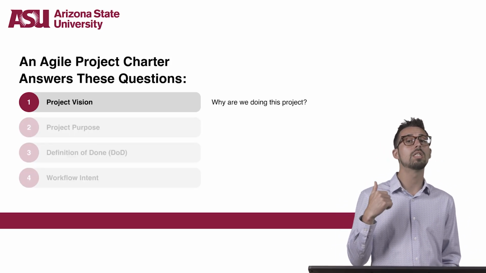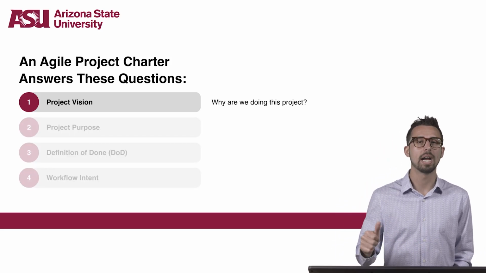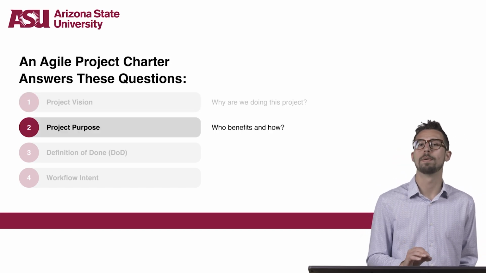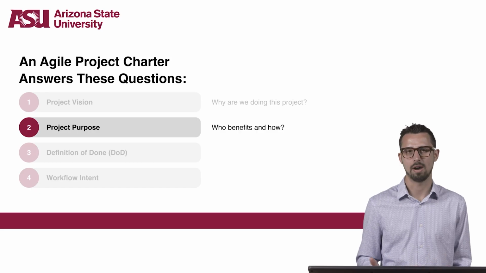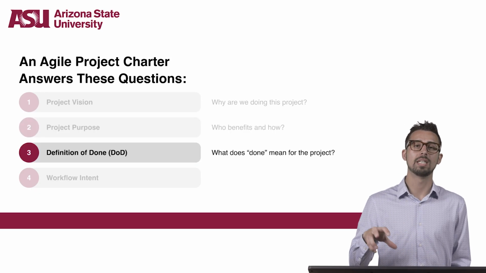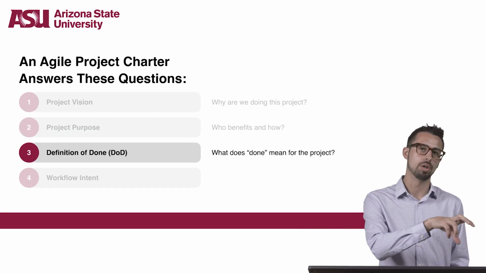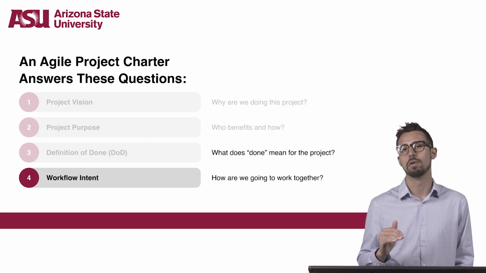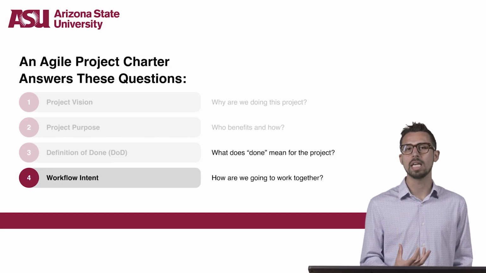Number one is the project vision. Why are we doing this project? Number two is the project purpose. Who benefits and how? Number three is the definition of done. What does done mean for the project? And then number four is the workflow intent. How are we going to work together?